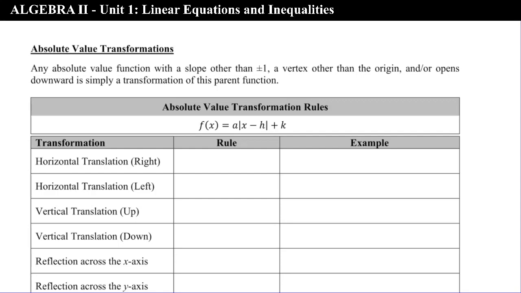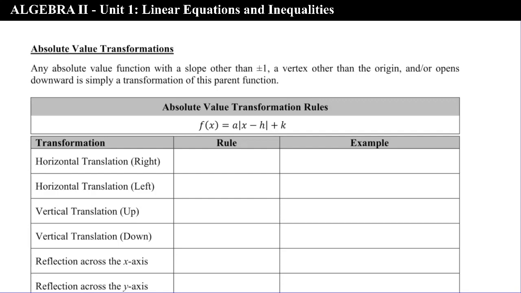So now we know a little bit about the parent function. Let's talk about transformations on that parent function. Any absolute value function with a slope other than plus or minus 1, a vertex other than the origin, and/or opens downward is simply a transformation of the parent function.